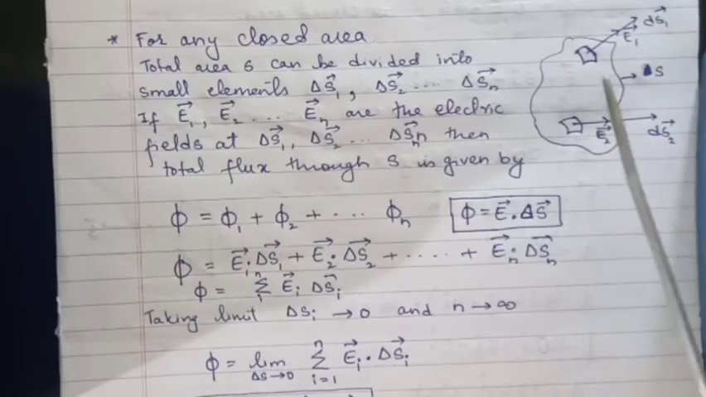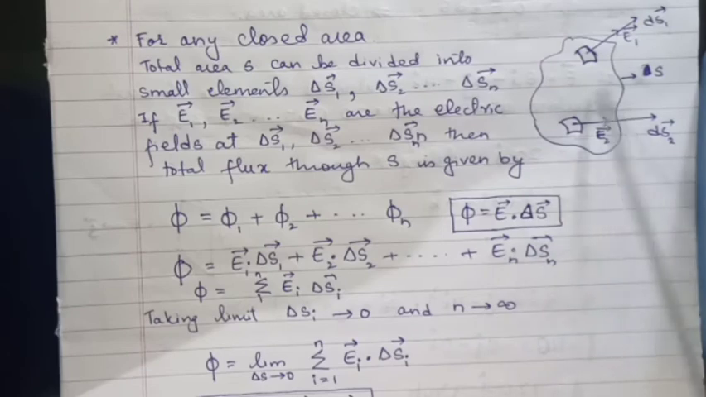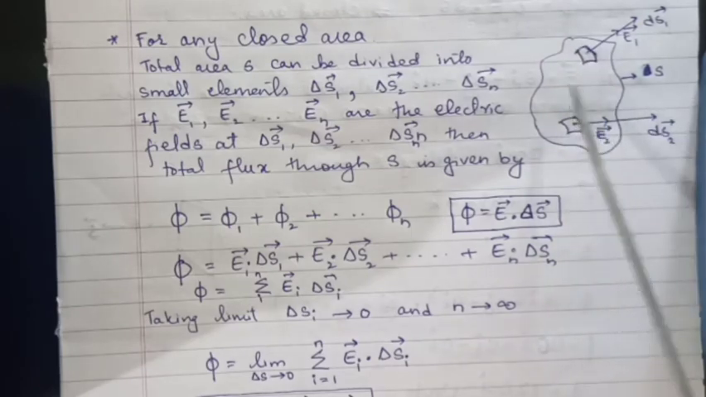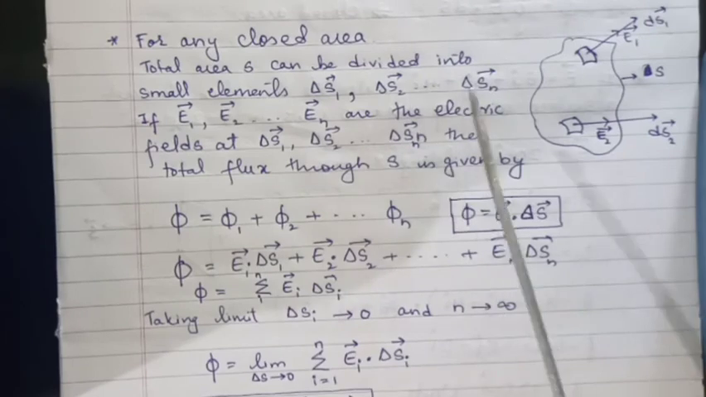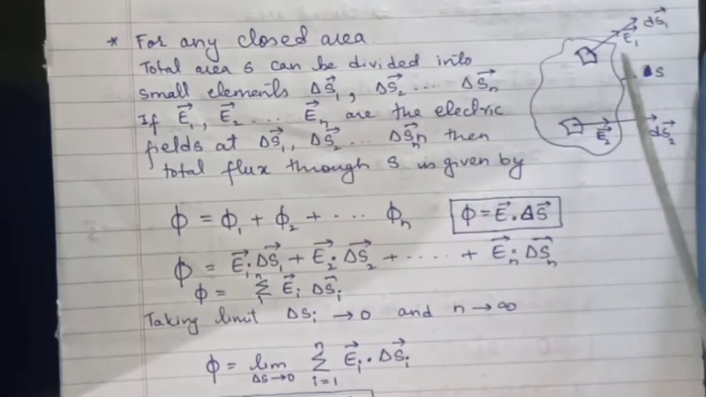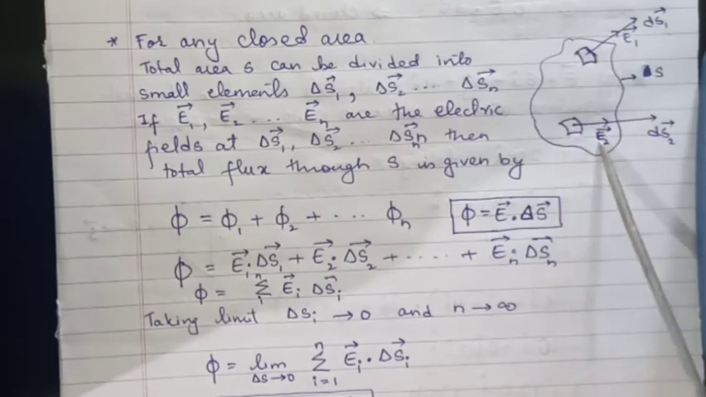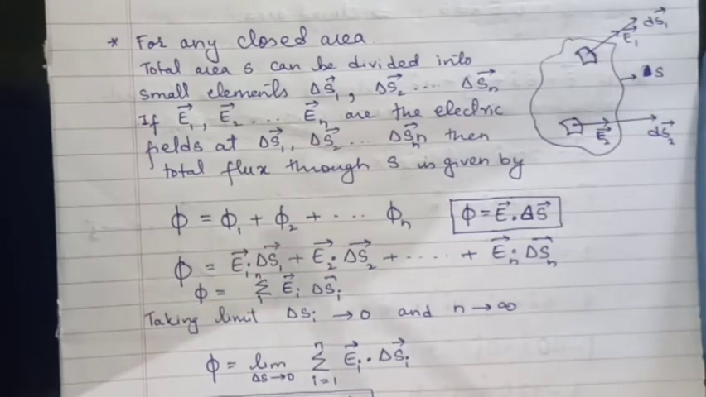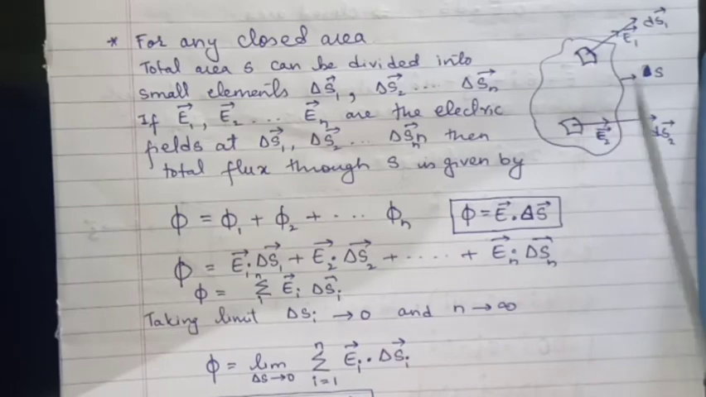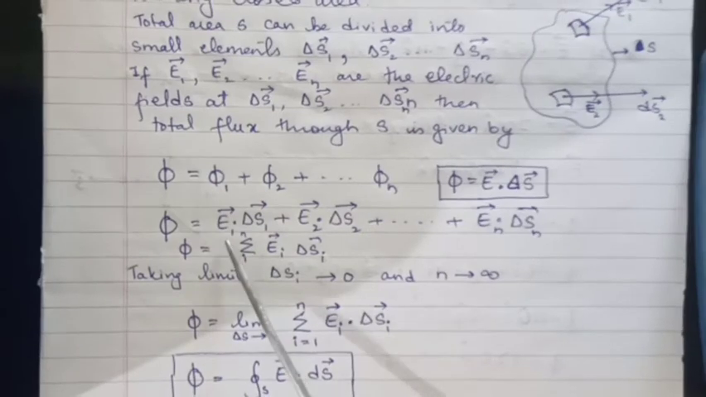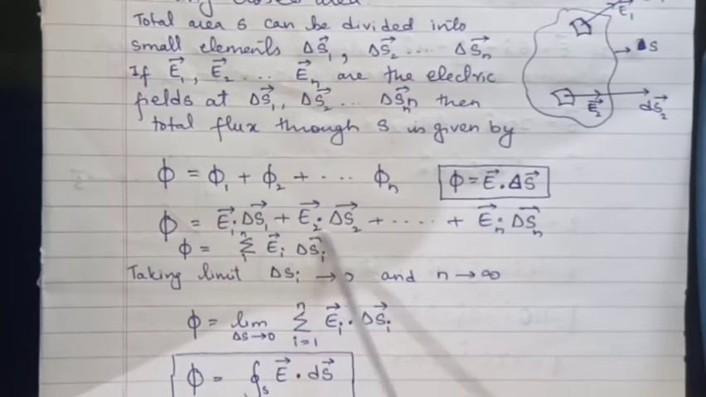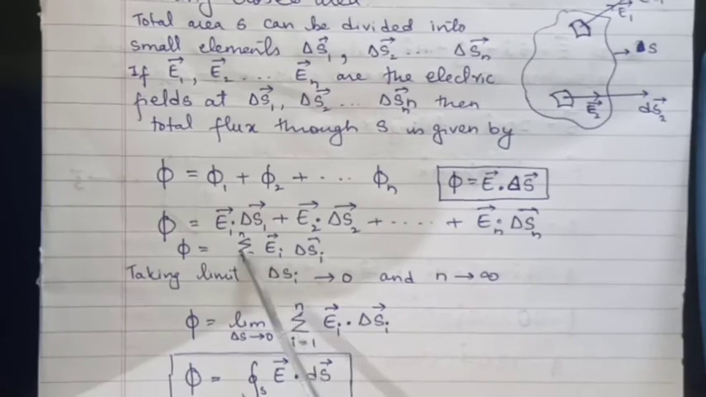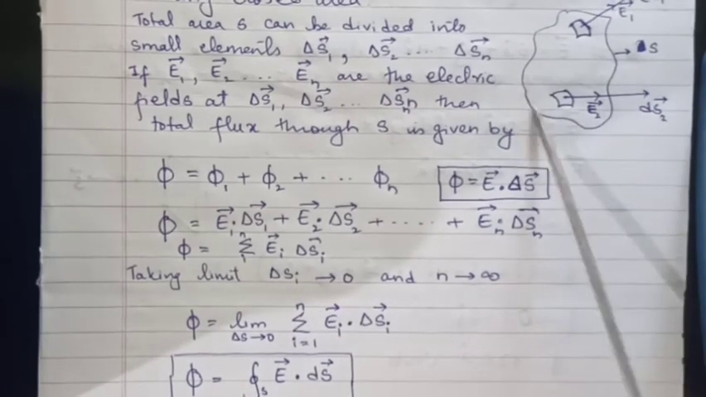So in this figure you can see there is a large irregular area. I have divided this area into small areas like delta S1, delta S2 till delta Sn. And suppose electric field at this point is E1 and electric field at this point is E2, then the total flux through this area is given by this expression. Total flux is flux through this area plus flux through this area, and so on. And if you write the formulas for this flux, that is E1 delta S1 plus E2 delta S2, then total flux will be the summation of all flux due to all the areas.